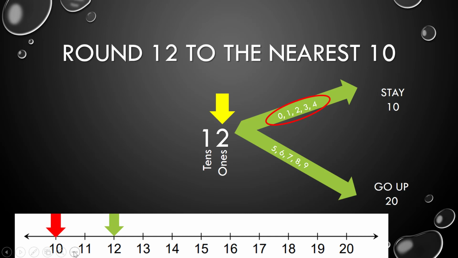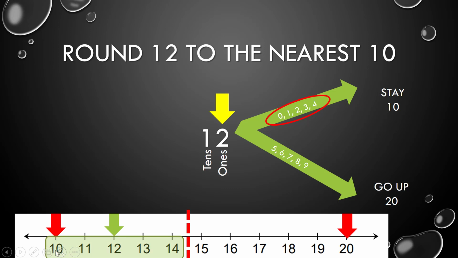So all we're doing is we're asking ourselves, which number, 10 or 20, is this closest to? If the 12 is closer to the 10, we'll round to 10. If the 12 is closer to the 20, then we would round to 20. So what we do in order to make these rounding rules is we cut this number line in half.